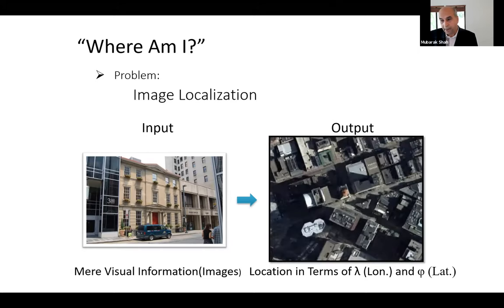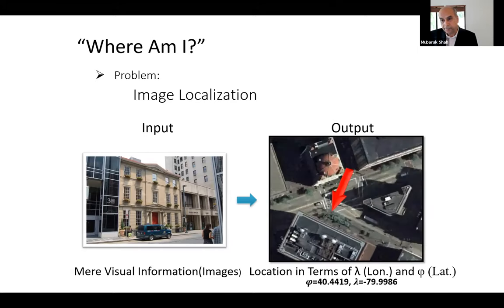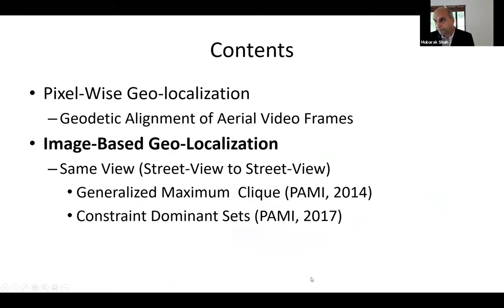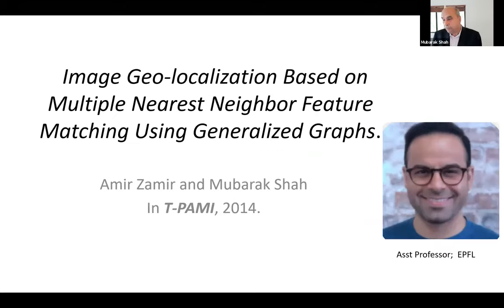And this picture happened to be taken in Pittsburgh, and this is the GPS location, longitude and latitude. So when we started this work, we got the reference images from Google Street View, about 100,000 images. And these were the test images from different websites like Picasa, Panoramio, and Flickr. I'm going to talk about a couple of the works we have done over the years. The first work we did uses the generalized minimum clique formulation of this problem.